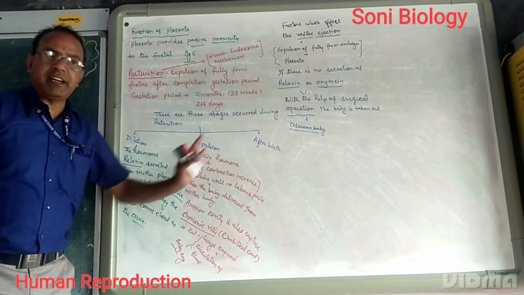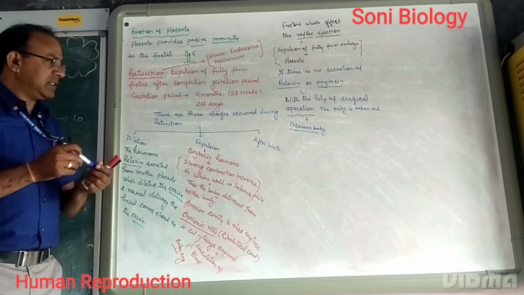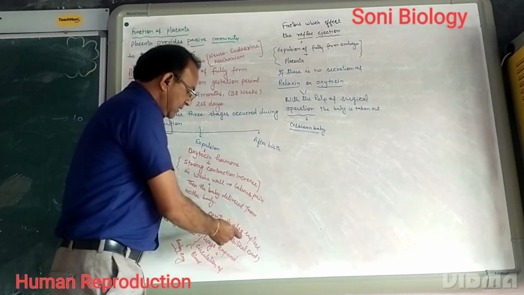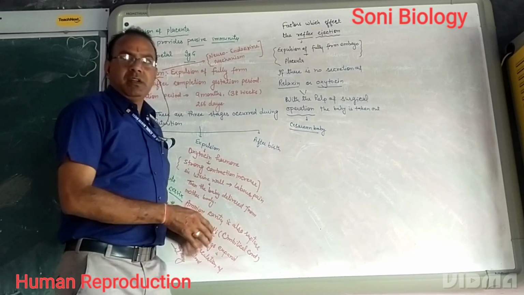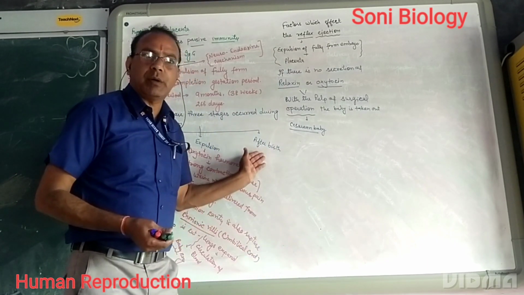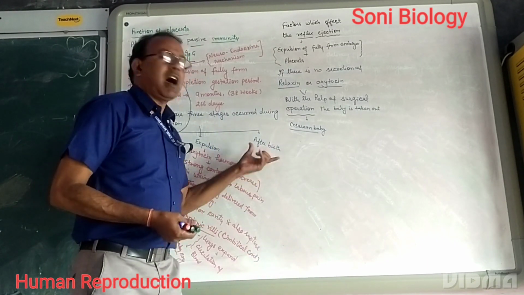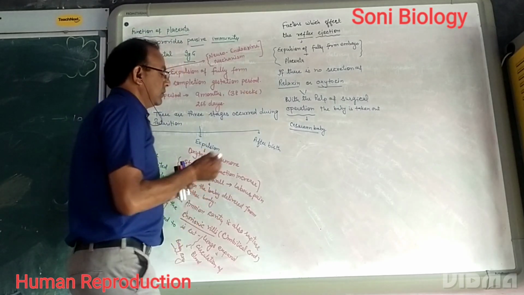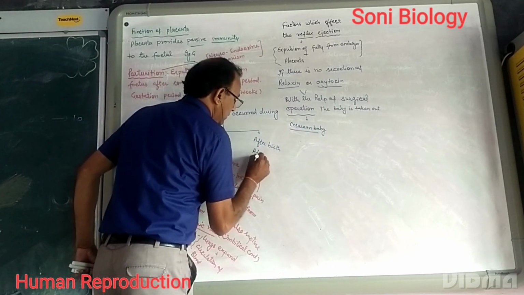This is the second phase. And the third phase is after birth. As the umbilical cord is cut, the rest of the placenta comes out through the body after birth. This is called afterbirth.